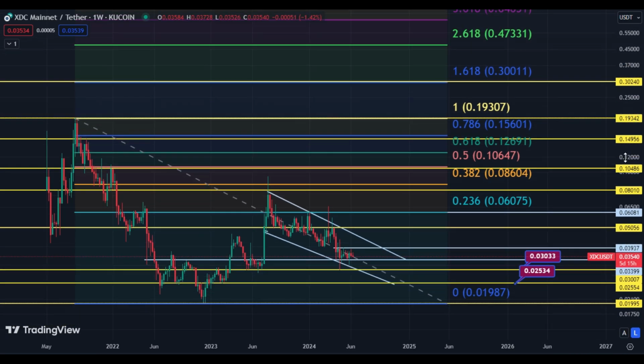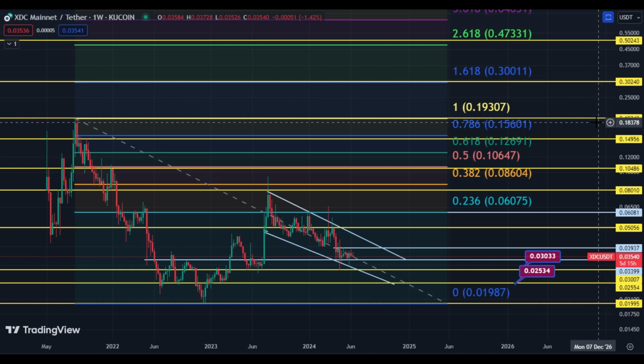And after that, maybe its price can hit 50 cents. Final target for XDC in this bull run can be 50 cents. These are the upside targets for the bull run. You can sell at 19 cents, its all-time high price. It can be our first target. Our second target can be 30 cents. You can sell at 30 cents. And our third and final target can be 50 cents, and you can sell at 50 cents.